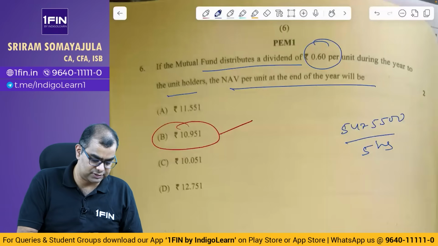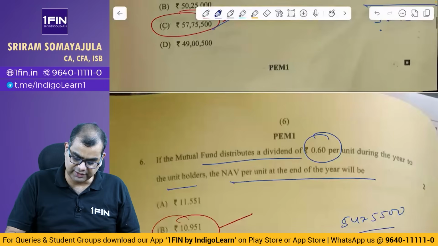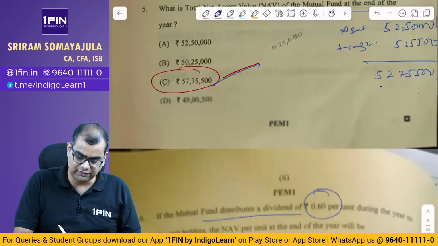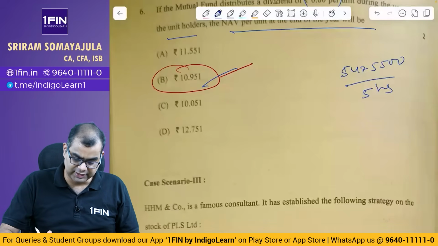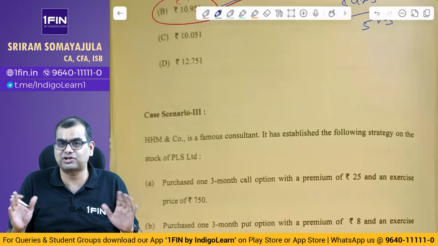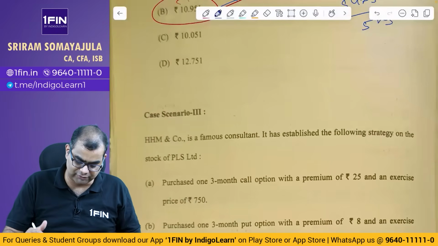Why divide by 5 lakhs? Because here they initially said the issue of 5 lakh units. So you divide by 5 lakhs, you get a value of 10.951. Okay, this is done. See, everything was super simple. In fact, extensive working is not required. Very little working and you're moving forward very fast.